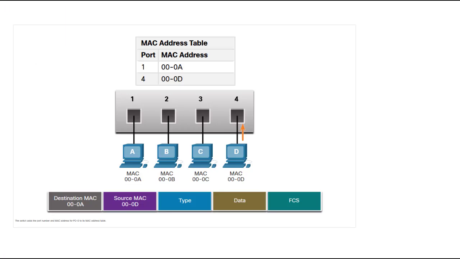In the previous figure, we saw the switch receive a frame from PCA for PCD, but the switch hadn't learned PCD's MAC address yet, so it had to flood the frame from PCA out all ports except the incoming port.